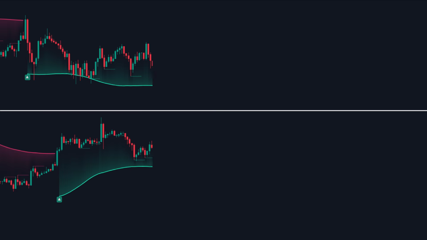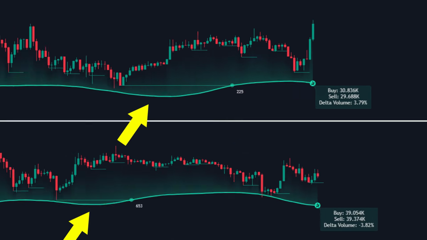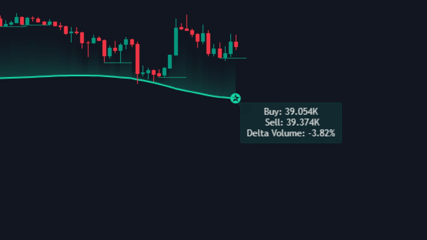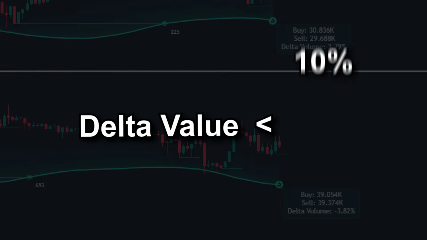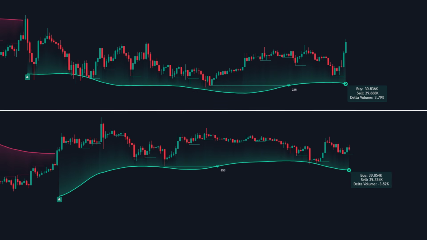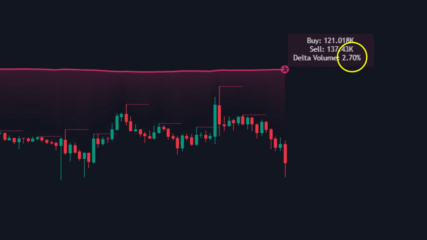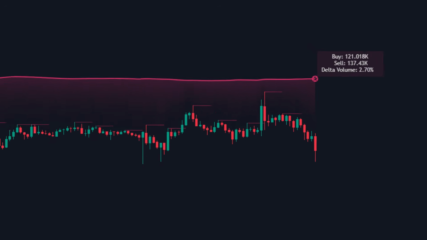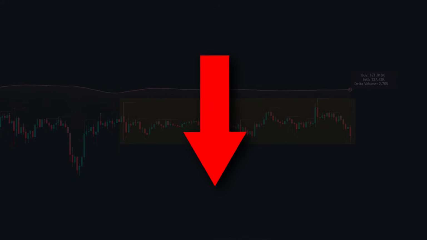Now pay close attention to this next crucial point. Even when the trend cloud glows green, the delta volume could be positive or even negative. The key insight is that as long as this delta value stays under 10%, all the way to negative territory, the cloud color becomes practically meaningless. The market is ranging regardless. The exact same principle works in reverse too. When the cloud turns red, but the delta stays near zero and even goes positive, ignore the red color. It's still a ranging market trying to fool you into taking a short position.